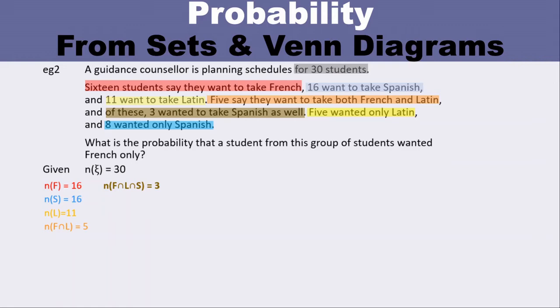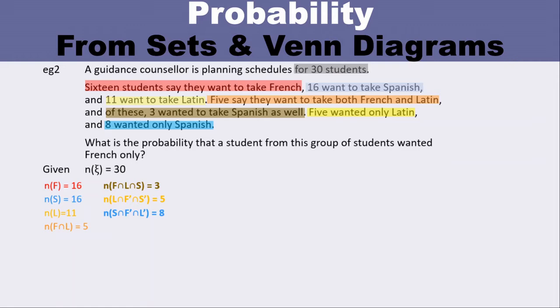5 wanted only Latin. Now I know we've already said how many students wanted to take Latin. That was 11. But these 5 want to take Latin, but not French and not Spanish. So I need to explain that in my set notation. The number of students who want to take Latin, but not French and not Spanish is 5. And 8 only want to take Spanish. So again, it's not just the number of students taking Spanish, it's the number of students taking Spanish but not French and not Latin.